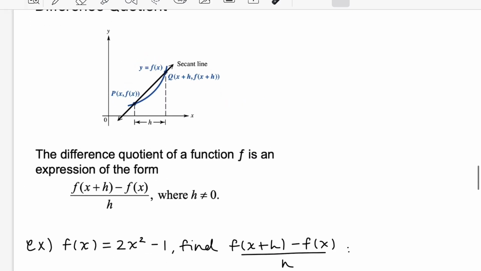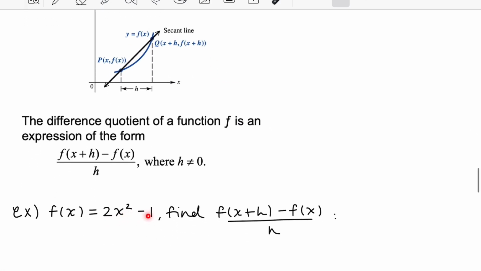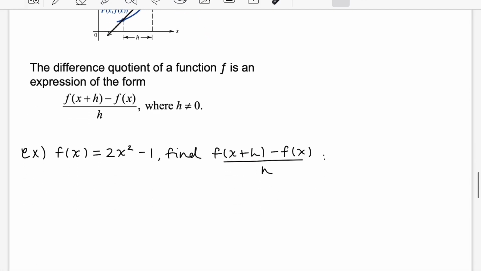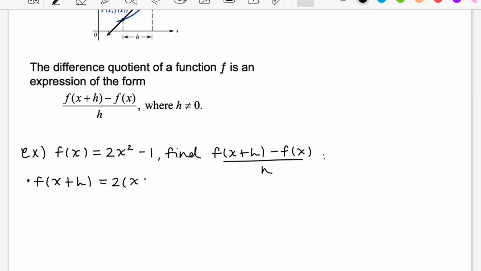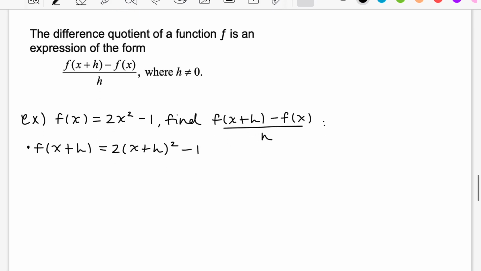Let's say we're given this function here, f of x is equal to 2x squared minus 1, and we want to find the difference quotient. Well, the first thing we can do is kind of break this up. We have this first term, f of x plus h here, so let's find that. We know that this means we're just going to plug x plus h into our function wherever we see an x, so we'll get 2 times x plus h squared minus 1.